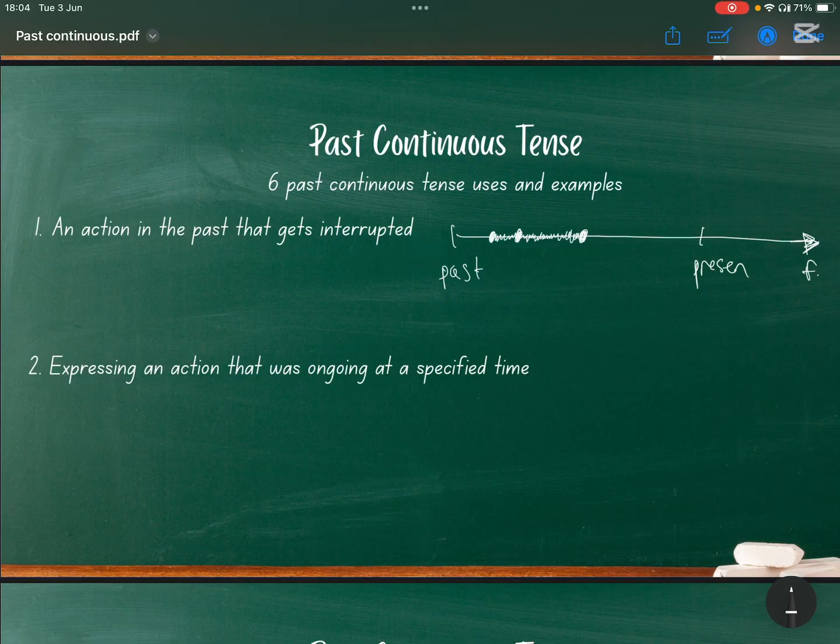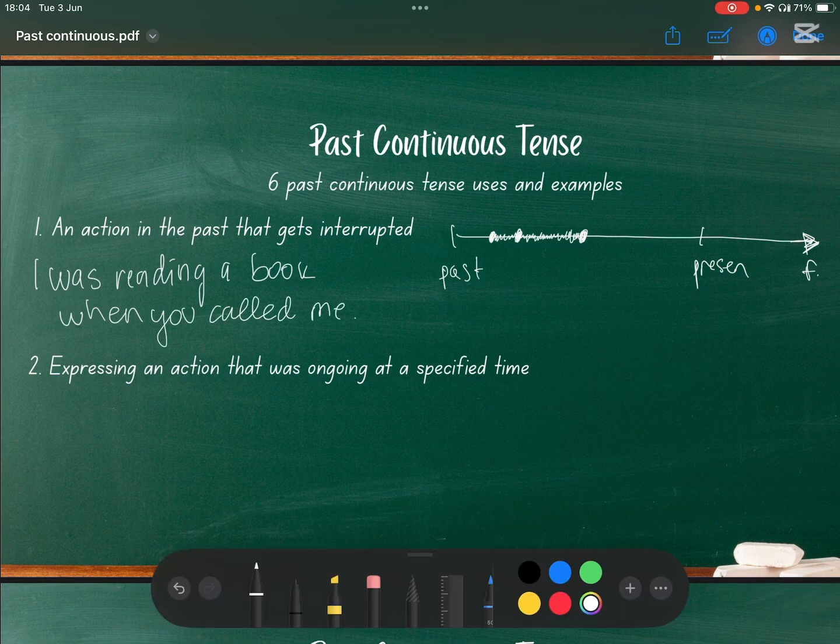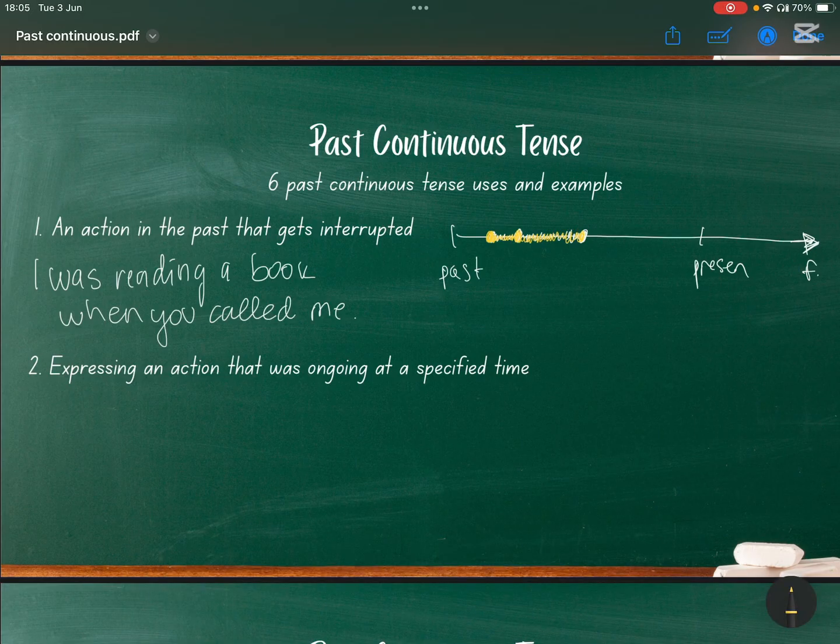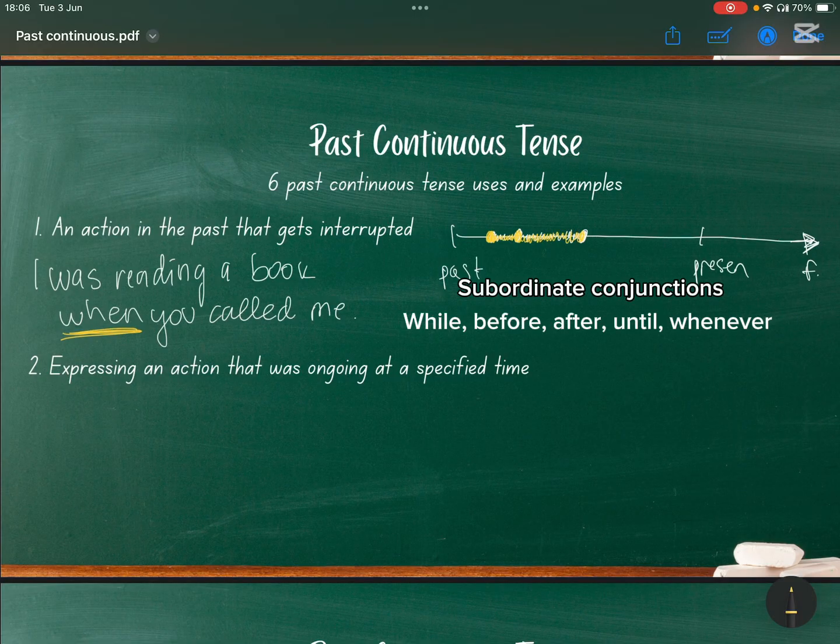Just taking the example I mentioned before, I was reading a book. So something started, I was reading a book, and this lasted, and then you called me. So this action is interrupted. After the call finished, I continued reading my book, but at some point I stopped. These are often complex sentences featuring subordinate conjunctions like when, while, before, after, until, or whenever. For example, we waited until she was feeling better, or while she was cooking dinner, the phone rang.